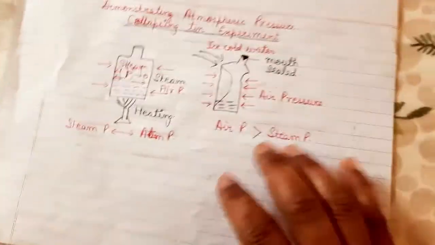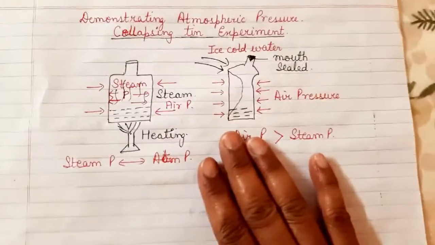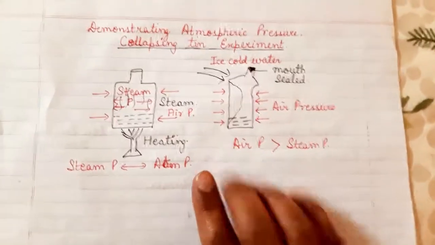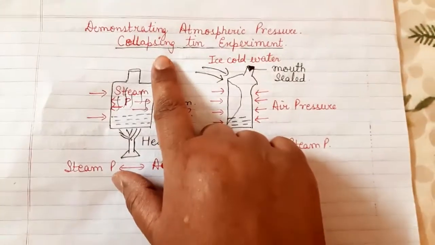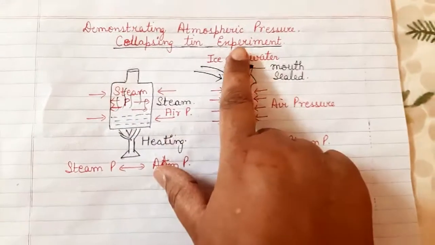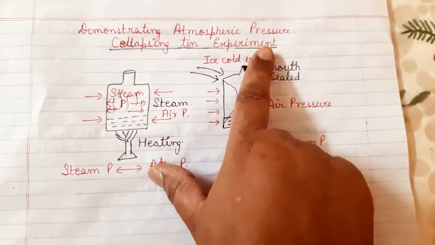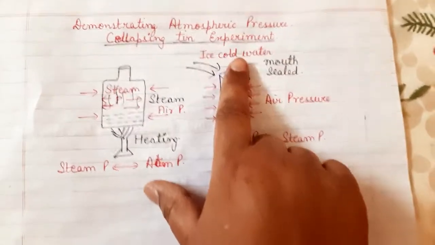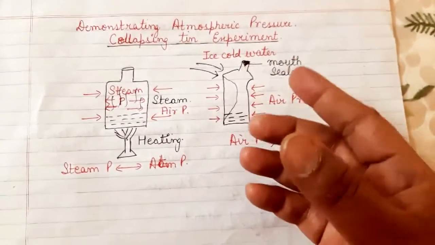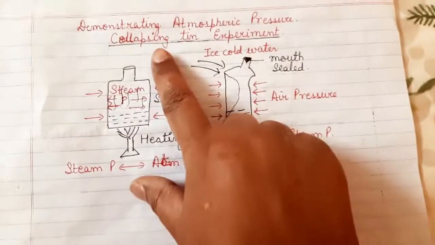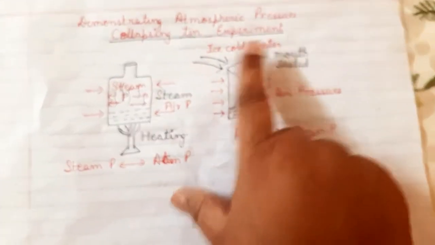Okay. Now, here I have drawn an activity for you, and this activity will demonstrate the effect of atmospheric pressure on us or on any object on the surface of the earth. This is called the collapsing tin experiment. Now here, what have I done?